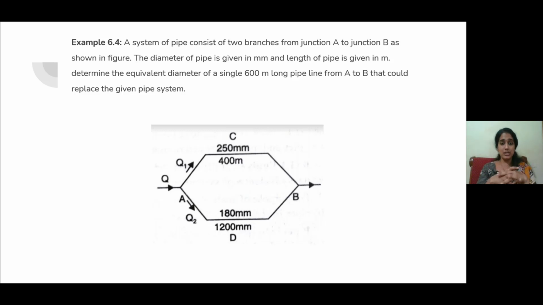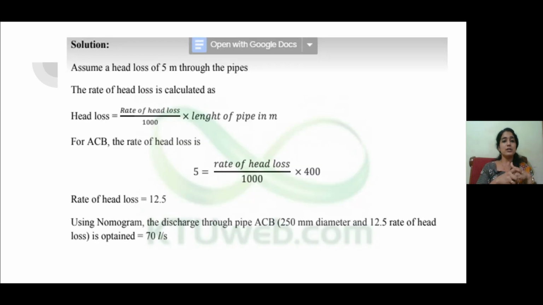Here the discharge is not given, so we have to assume the head loss. Here the head loss is assumed as 5 meters through the pipes. Then we can calculate the rate of head loss by using the equation: head loss is equal to rate of head loss divided by 1000 into length of the pipe in meters.